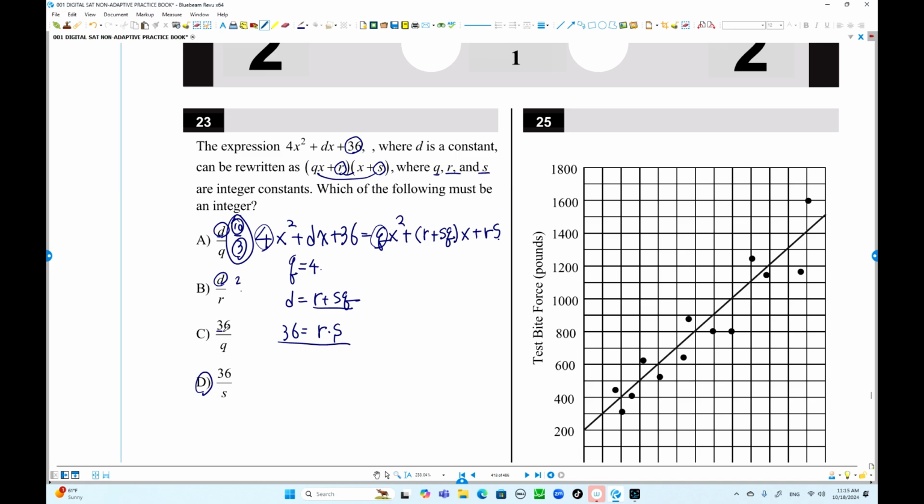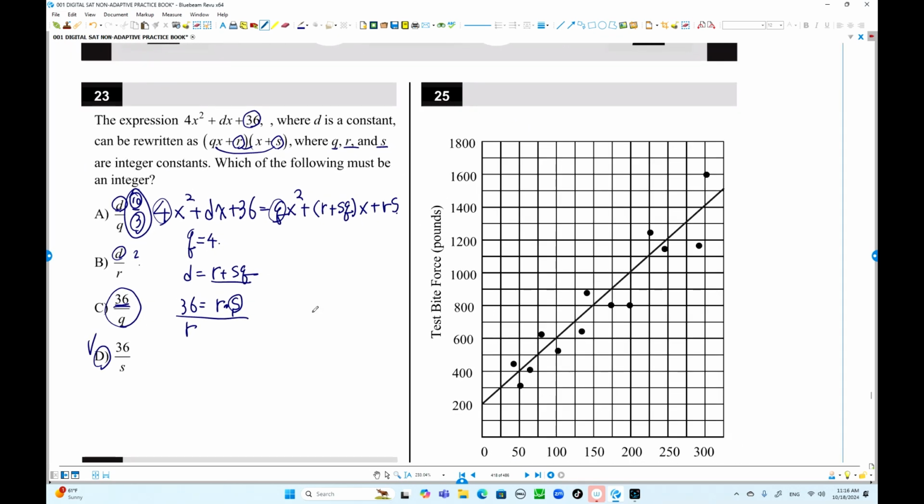But 36 is not coming from Q, right? Okay, nothing to do with this one. Sometimes Q is 3, and then 12 is an integer, but not always an integer, okay? But this is always an integer. R times S is 36, and when you divide it by R, because R is an integer and S is an integer, right? So option D is always an integer, okay?